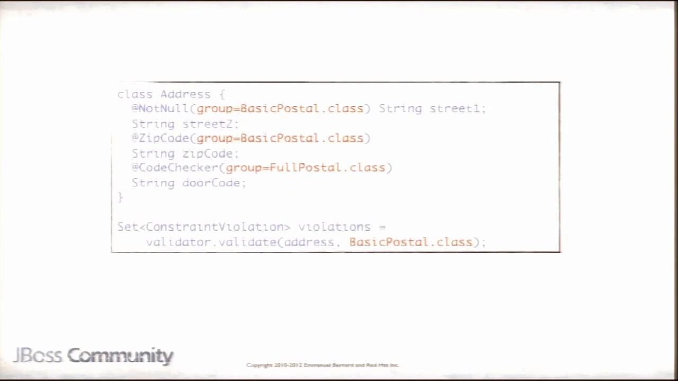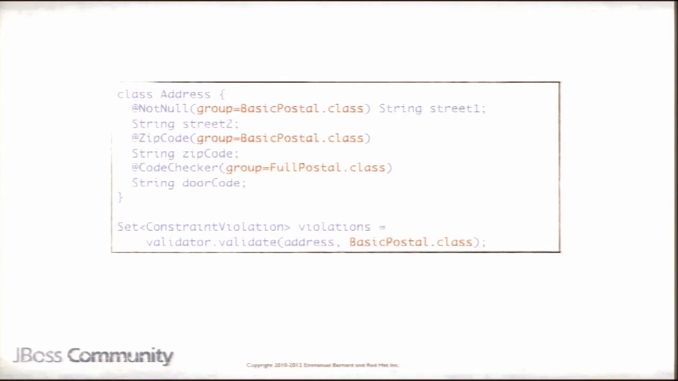So what's a group? A group is an actual interface. And what you're doing is you say, you know what, this not null constraint actually belongs to the group basic postal. On the other hand, the code checker constraint belongs to the full postal group. So depending on whether I want a complete address checkup or just a basic address checkup, I'll use the basic postal group or the full postal group.